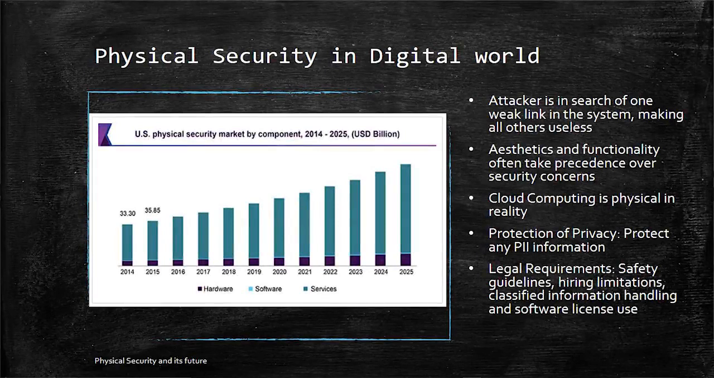If you look at physical security in the digital world, the attacker is in search of one weak link in the entire system, making all others useless. Aesthetics and functionality often take precedence over security concerns. In the cloud era, cloud computing is physical in reality, because the data is physical, although we call it cloud. The protection of privacy is another important area as per the personal information management system.